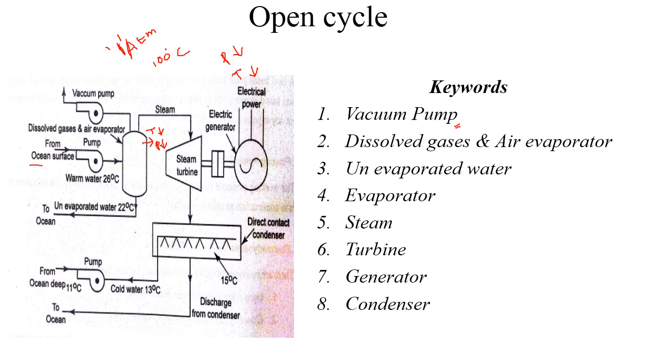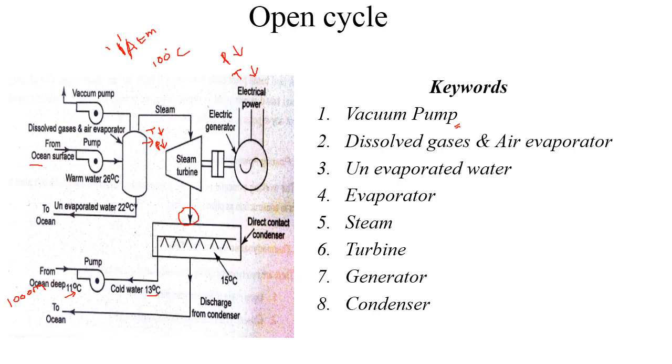Once it reaches the condenser, what is the role of the pump? The pump is used to pump the liquid seawater from around 1000 meter depth. The temperature of seawater at 1000 meter depth will be around 13 degrees Celsius. This is sprayed to cool the steam, and then we discharge it to the ocean.